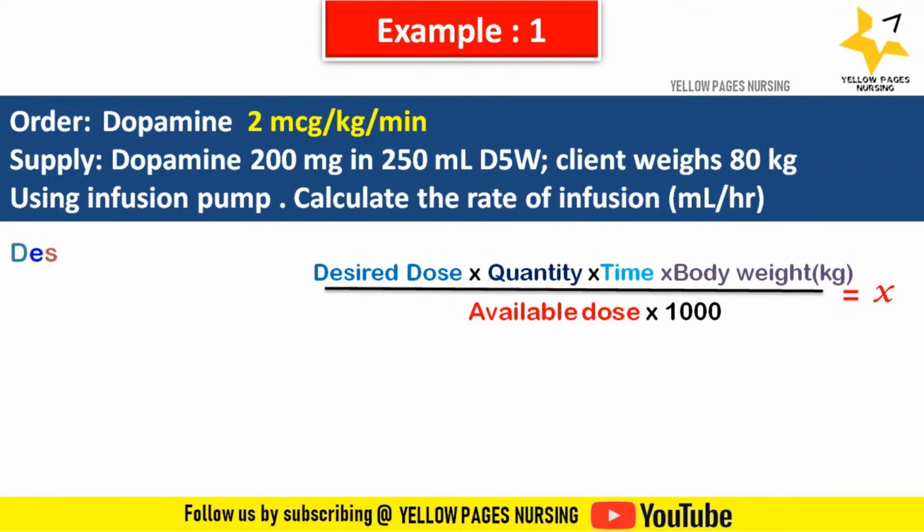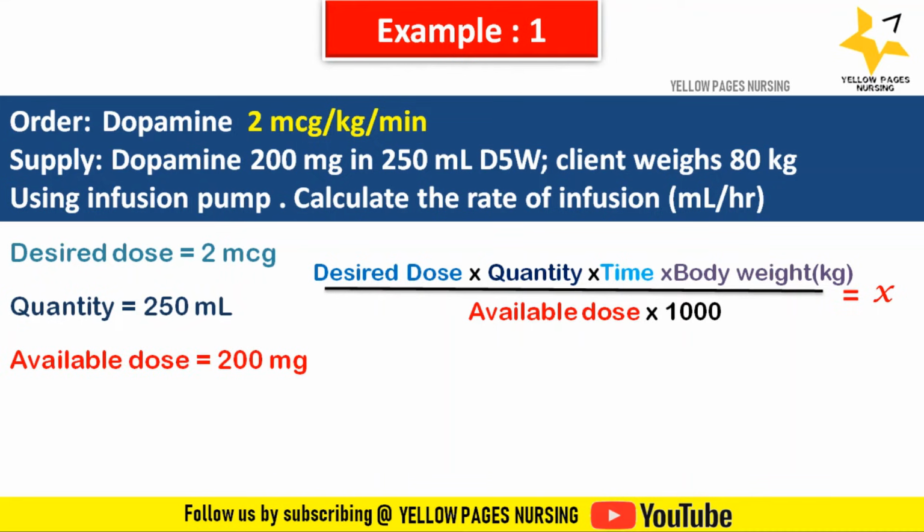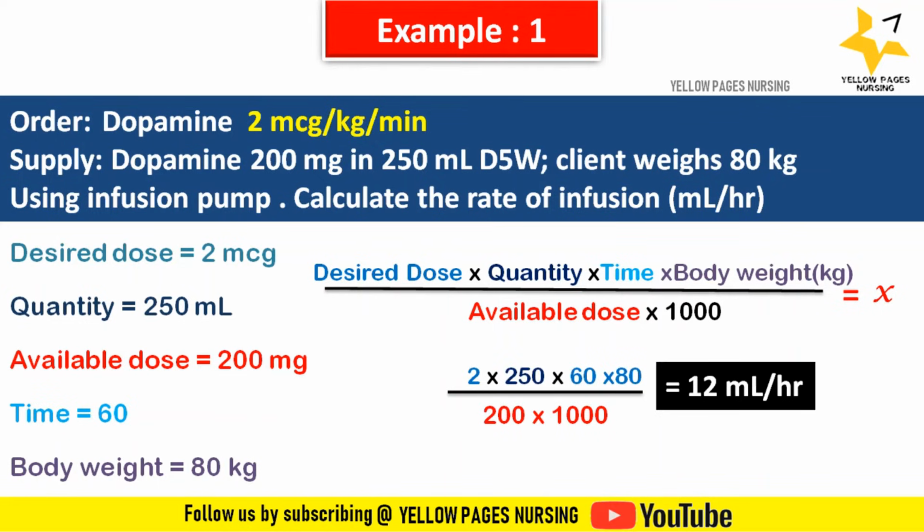Here the desired dose is 2 microgram, quantity is 250 ml, available dose is 200 milligram, and time will be 60 minutes. Body weight is 80 kilogram. Because the doctor's order is in microgram, and in order to convert milligram to microgram, we are multiplying the denominator by 1000. So applying all in the formula, we get 2 multiplied by 250 multiplied by 60 multiplied by 80 divided by 200 multiplied by 1000, which gives 12. And so we set 12 ml per hour in the infusion pump.